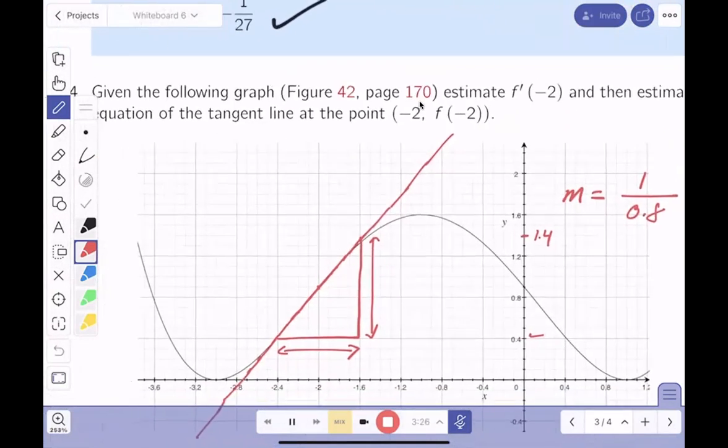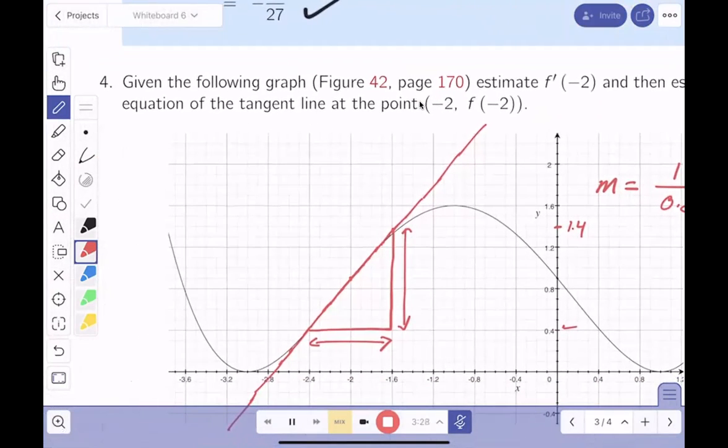And estimate the equation of the tangent line. Well, here comes my another problem. I got to get a point. Now, what do I know about this point? I know the x is -2. And what's the y? Let me trace over. And to me, that looks like 0.9.